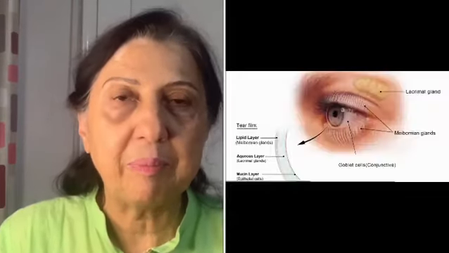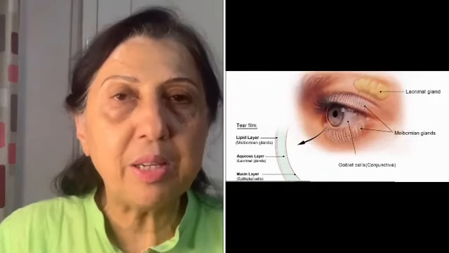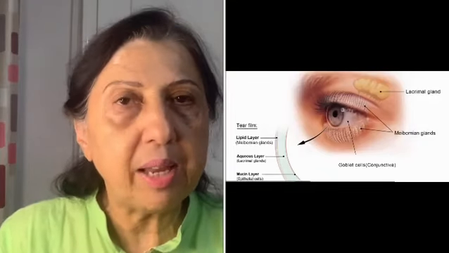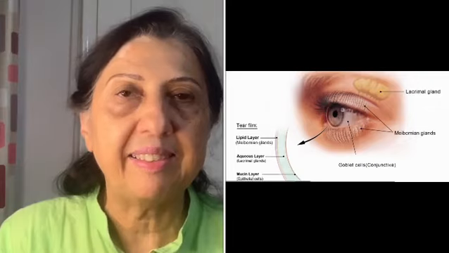Hi friends, today I am going to talk about artificial tears. They are also known as lubricating eye drops or lubricant eye drops. They help keep the eyes moist and relieve dryness by adding ingredients similar to the tear film. This helps the tear film and protects the surface of the eye.